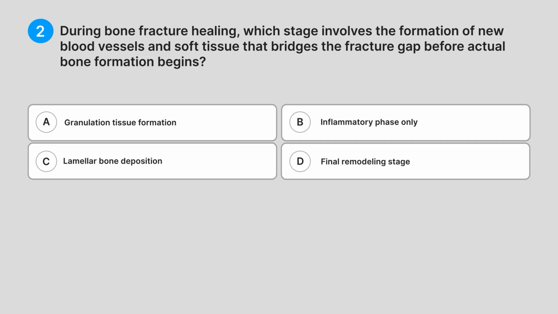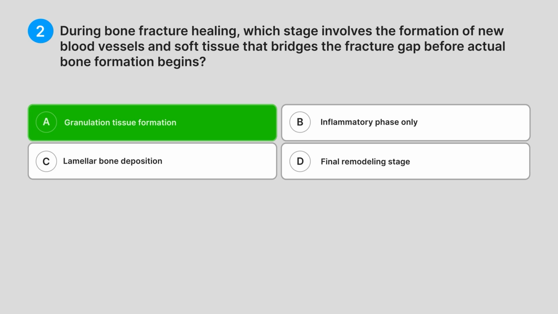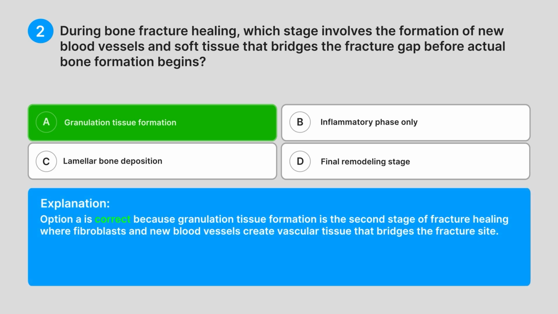Correct answer, A. Granulation tissue formation. Explanation. Option A is correct because granulation tissue formation is the second stage of fracture healing, where fibroblasts and new blood vessels create vascular tissue that bridges the fracture site.